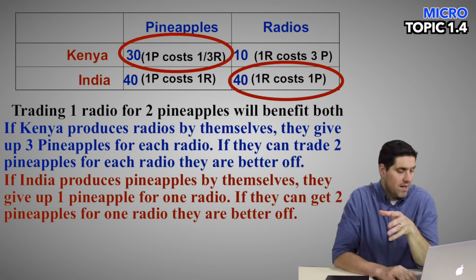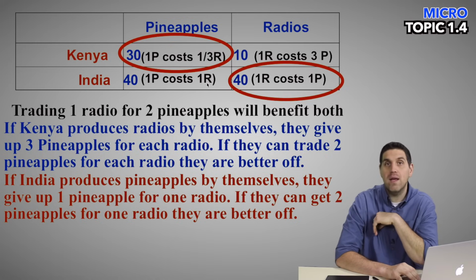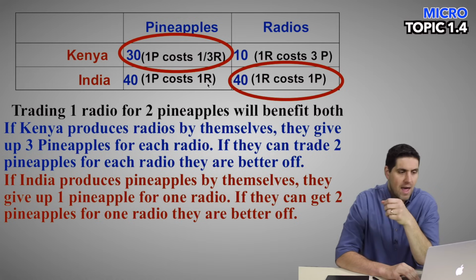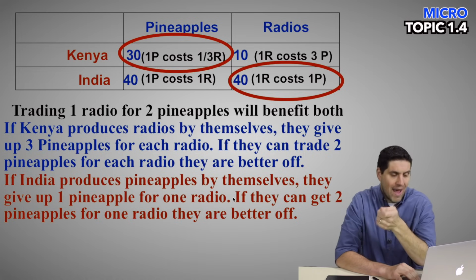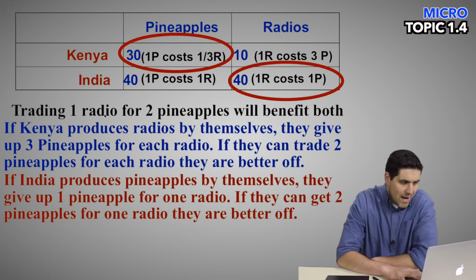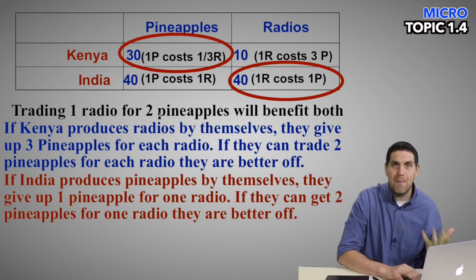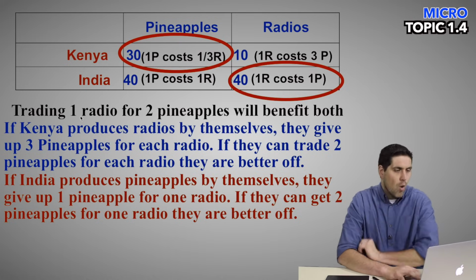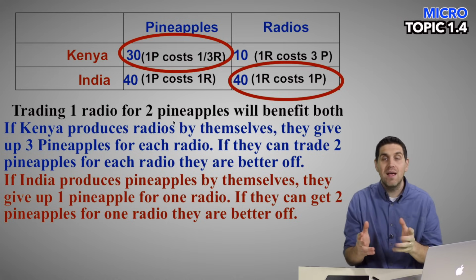But now let's look at India, right? They can produce pineapples on their own. If they do, it's going to cost them 1 radio. But in this case, they can give up 1 radio and get 2 pineapples. They give up 1 radio, because they're specializing in radios, and they can get 2 pineapples, as opposed to giving up a radio and getting only 1 pineapple themselves. So in this case, 1 radio for 2 pineapples benefits both countries, and that's a terms of trade that is great for both of them.